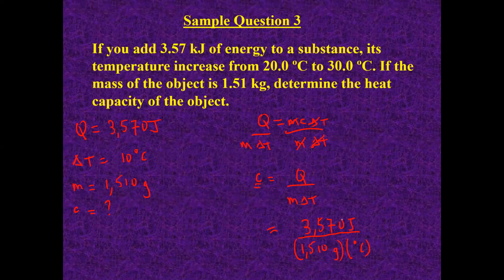That's my specific heat capacity, C. What are the units? Joules per gram degrees Celsius. So I've done it correctly. And that's by 10. So this is 3,570 joules divided by 15,100 grams degrees Celsius. I just moved the decimal place 1 to the right because I multiplied by 10. Okay, 3,570 divided by 15,100, I get, to 3 significant digits, 0.236 joules per gram degrees Celsius. That's how much energy it takes to raise 1 gram of this substance a degree Celsius.